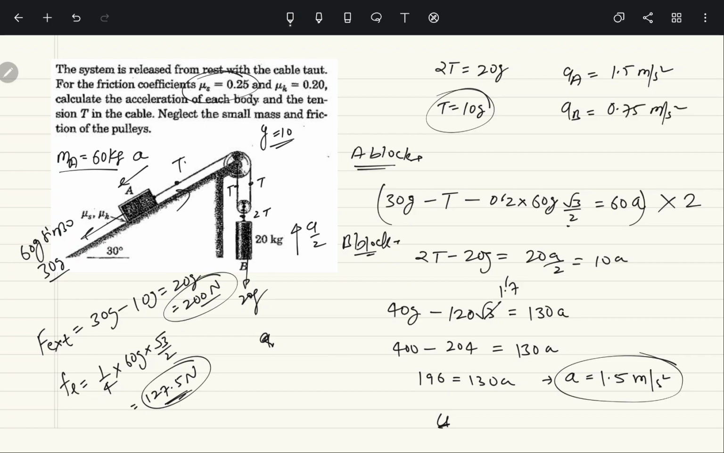And for the tension in the string, we'll use this equation. So equation C is that 2T equals 20G plus 10a. With a as 1.5, it is 15. So 20G plus 15, right? So 200 plus 15 basically, so 215. So tension is coming as 215 divided by 2, which is 107.5 Newton. So those are the answers. Okay, thank you.